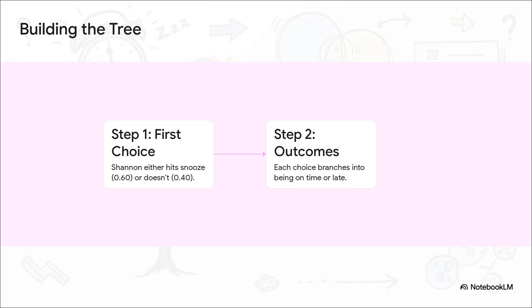First, we map out her initial choice. As you can see, there's a 0.60 probability she hits snooze and a 0.40 probability she doesn't.